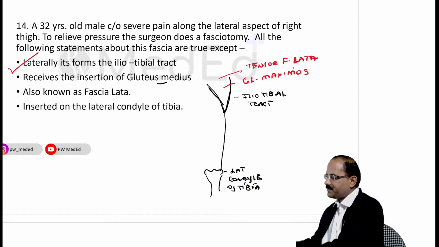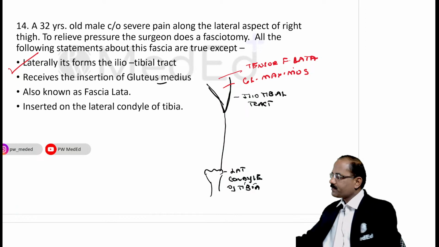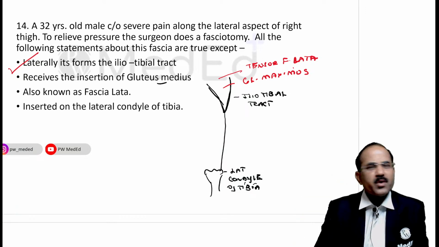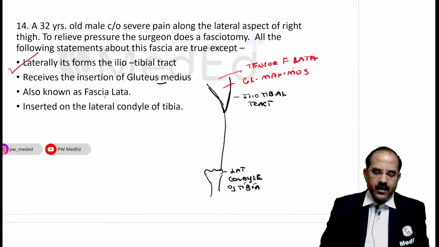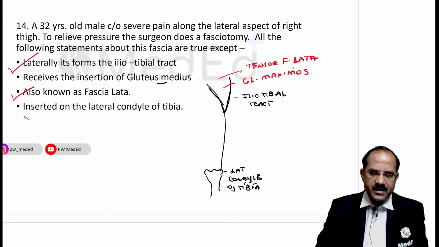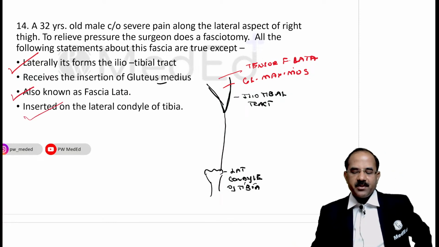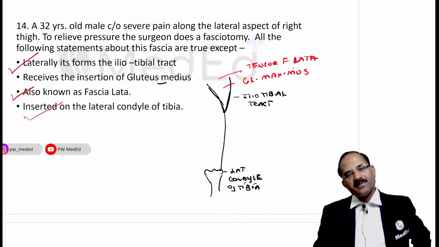Two muscles होते हैं. One moment. Okay. So gluteus medius नहीं होता. Also known as fascia lata, yes, inserted on the lateral condyle of tibia. That's correct. Perfect.